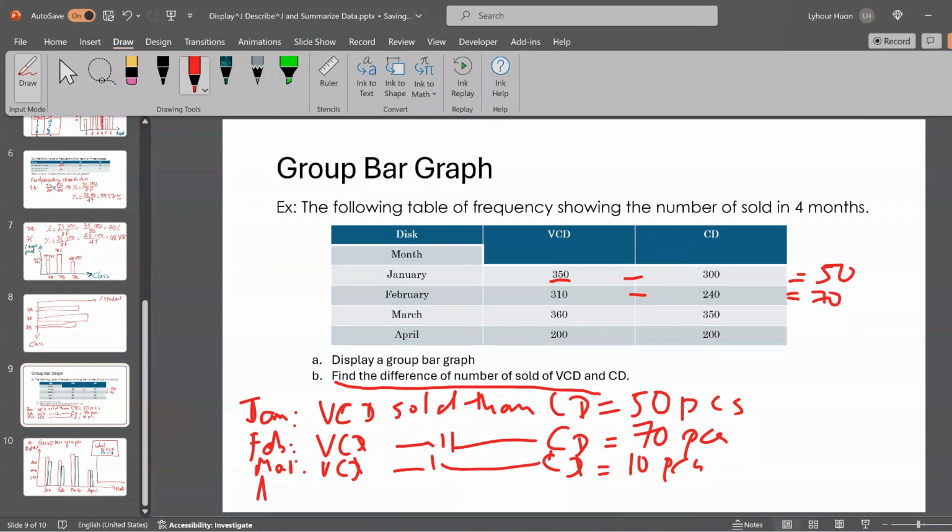Then for April, VCD and CD are equal. So both sides are equal.